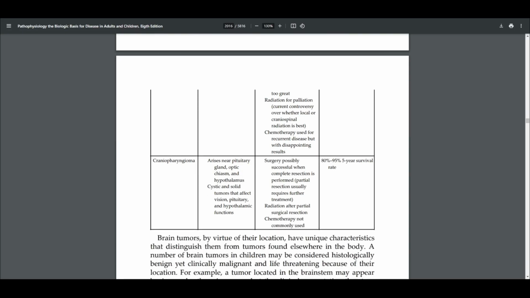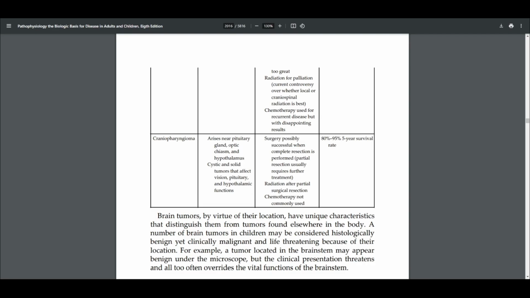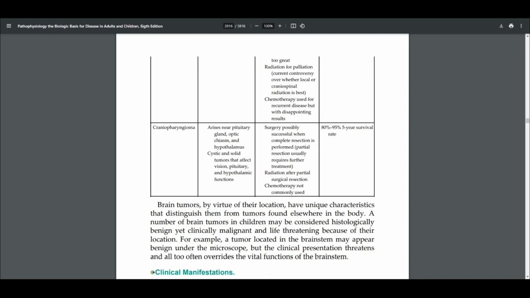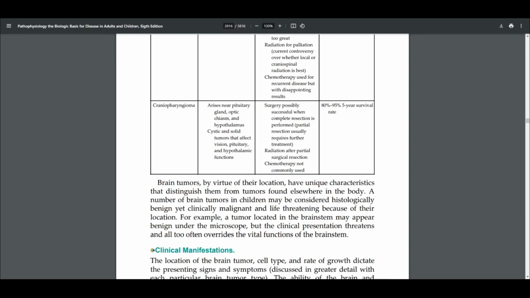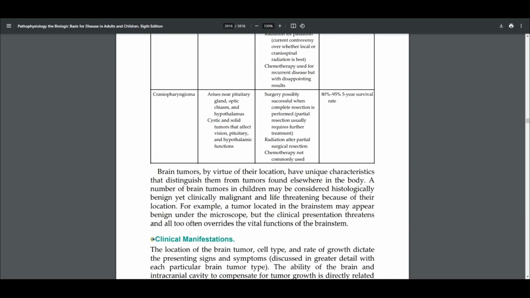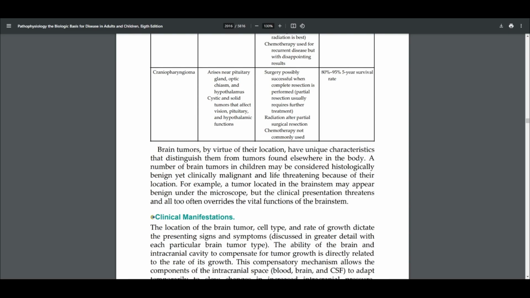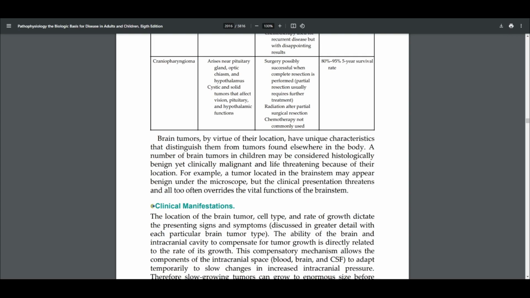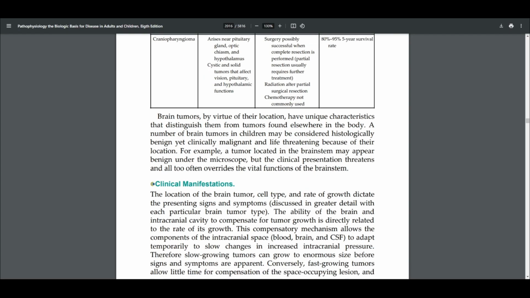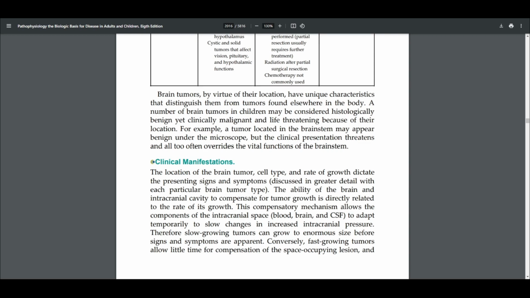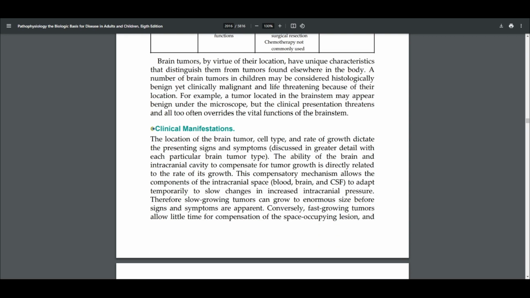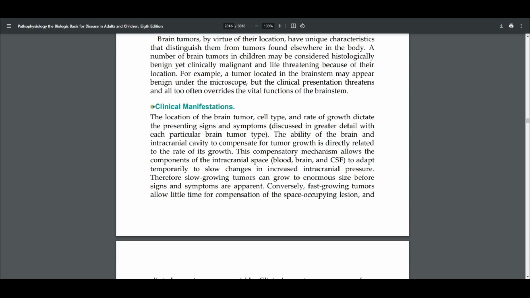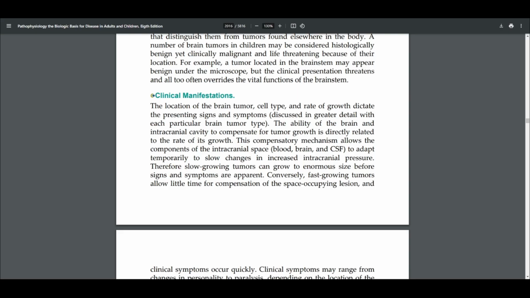Brain tumors, by virtue of their location, have unique characteristics that distinguish them from tumors found elsewhere in the body. A number of brain tumors in children may be considered histologically benign, yet clinically malignant and life-threatening because of their location. For example, a tumor located in the brainstem may appear benign under the microscope, but the clinical presentation threatens and all too often overrides the vital function of the brainstem.